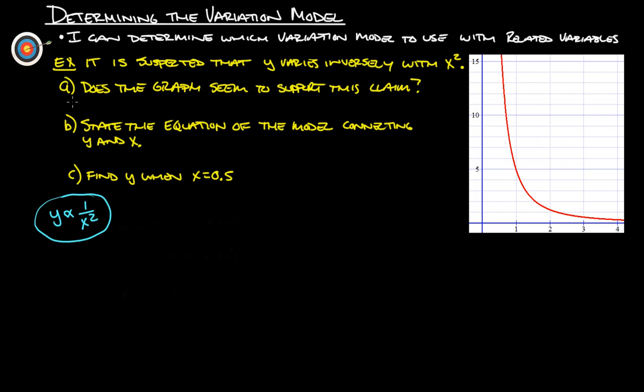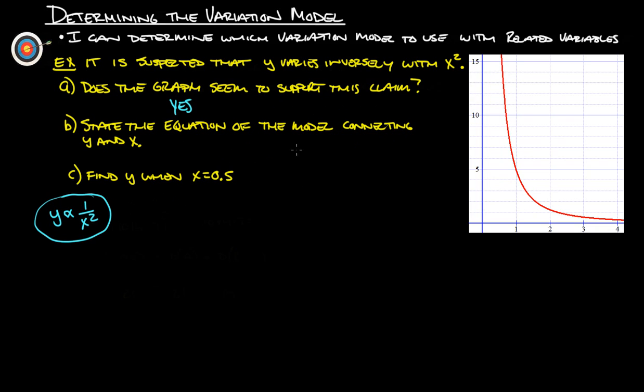Does the graph seem to support this claim? So does that look like 1 over x squared? Sure, it's got the same shape. Yes, that seems to support it. If you were trying to say that this is y equals x squared, that would not support that. But this is obviously some kind of inverse variation. We can't tell exactly just by taking a glance at the graph what power it's going to be, but it does at least seem to support that.